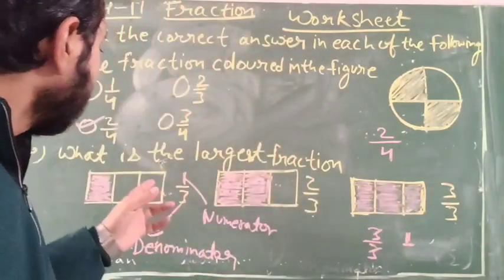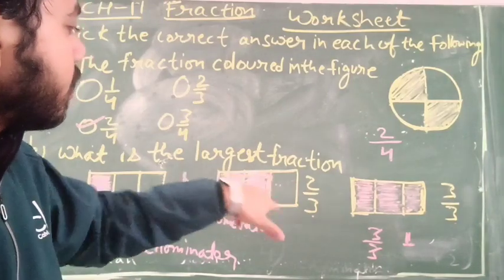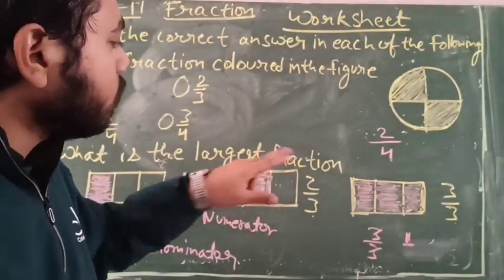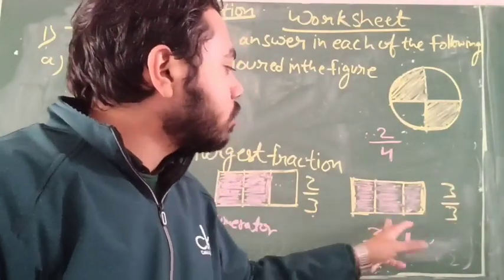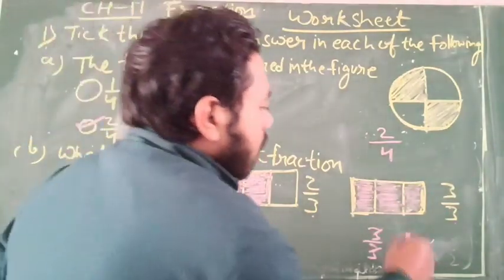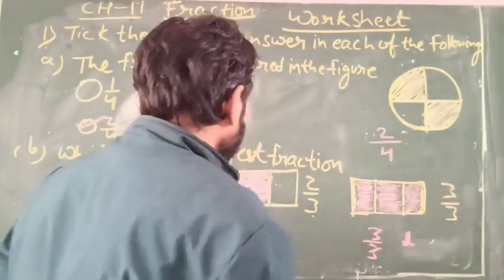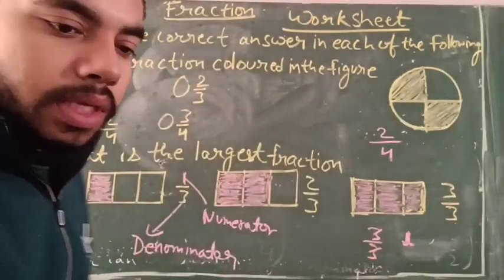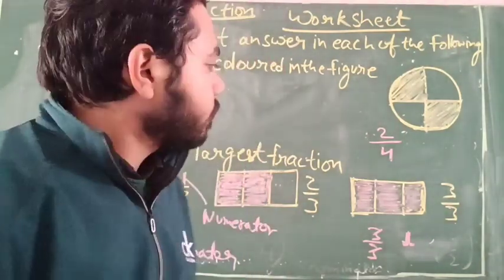Same here, it is divided into 3 parts and you get 1 part, here it is divided into 3 parts and you get 2 parts, and here you get all the parts. It means 3 out of 3 you get. It means it represents a whole. So 3 by 3 will be our correct option.